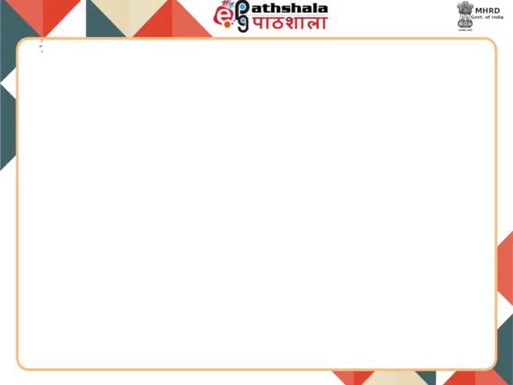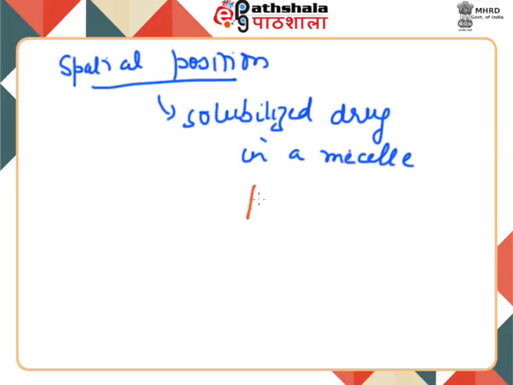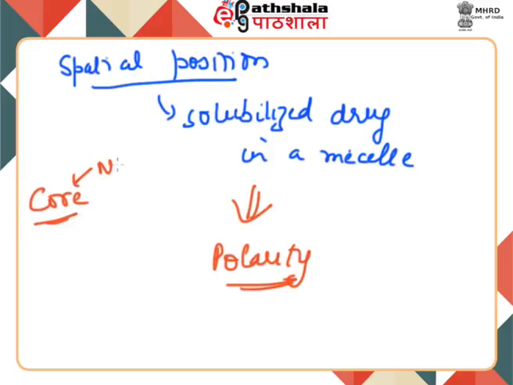So what we can sum up is that the spatial position of the solubilized drug in a micelle will depend upon the polarity. So you can say the non-polar molecules will be solubilized in the micellar core. So non-polar go there, that is inside the micelle core, and the polar molecules or the polar drugs will be either at the intermediate position or they will be distributed along the surface of the micelle.